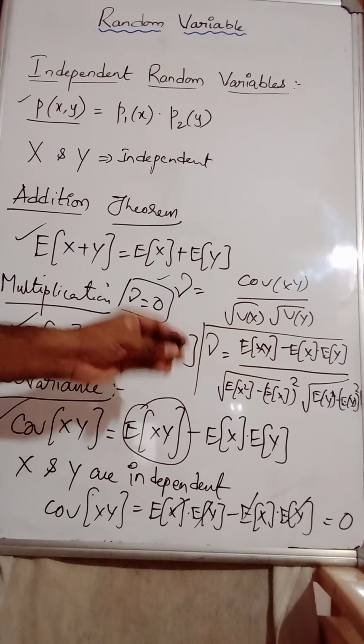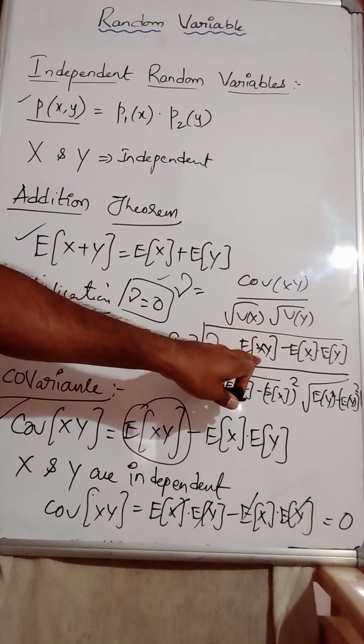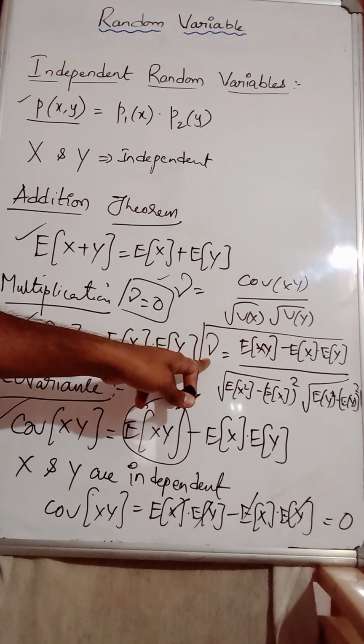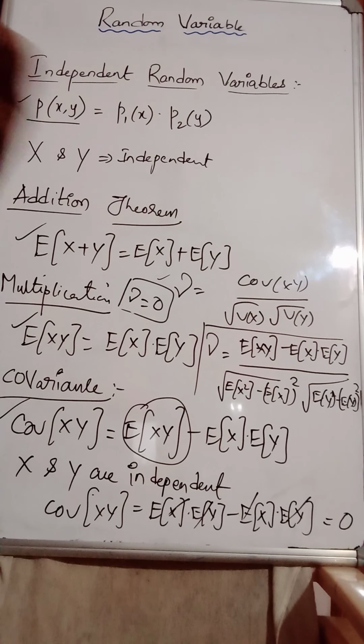Here if x and y are independent again, numerator part becomes 0. If numerator is 0, 0 by something becomes 0. Therefore, gamma value is 0 only in case of independent random variables. Remember guys. So now, let us see the problems from the random variable concept.